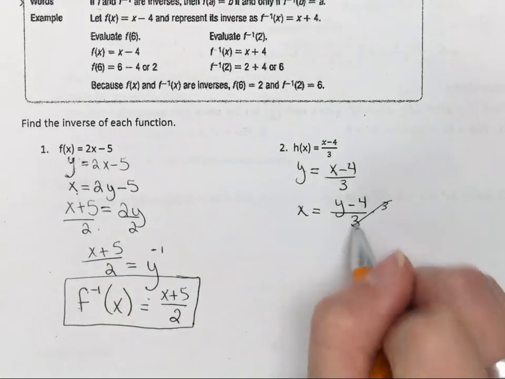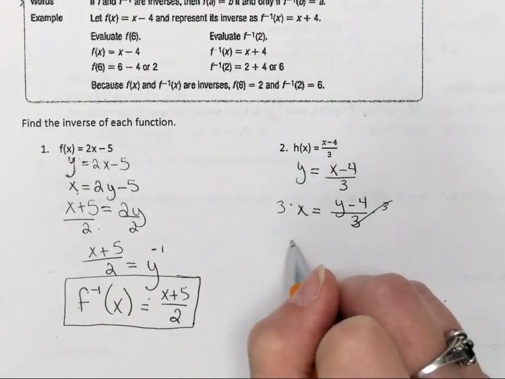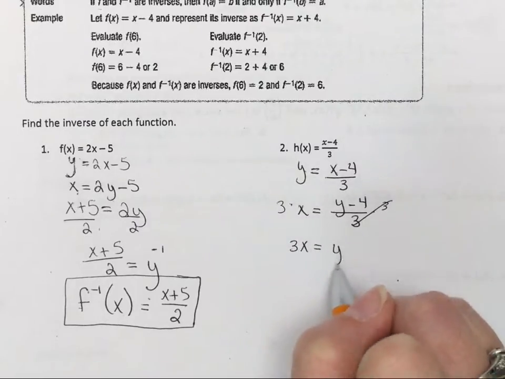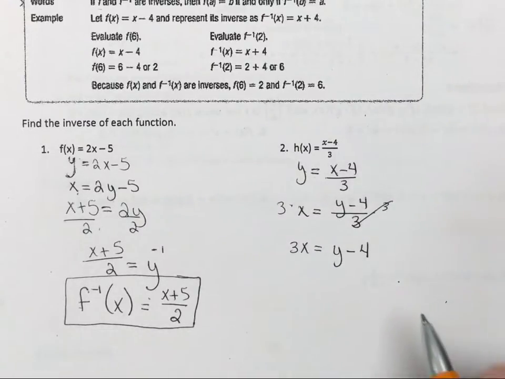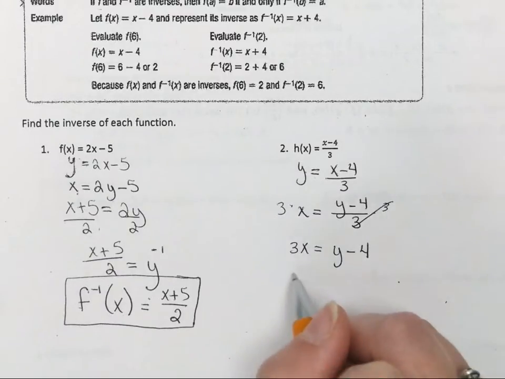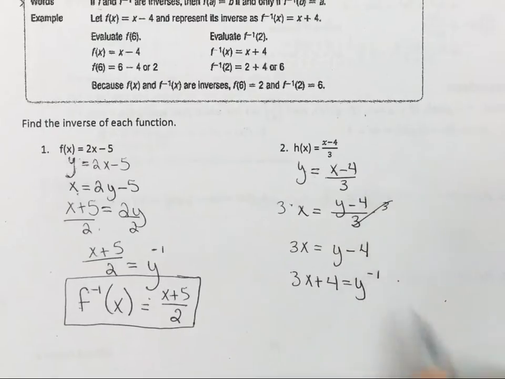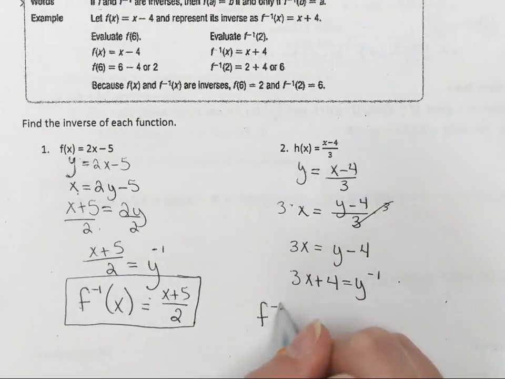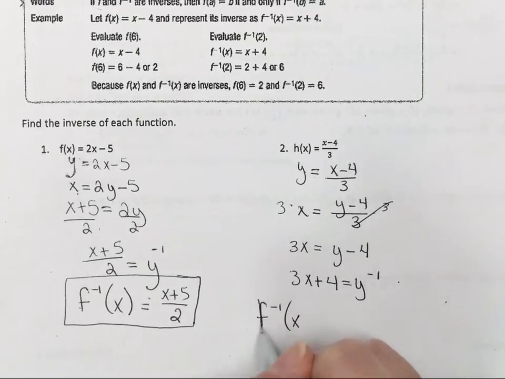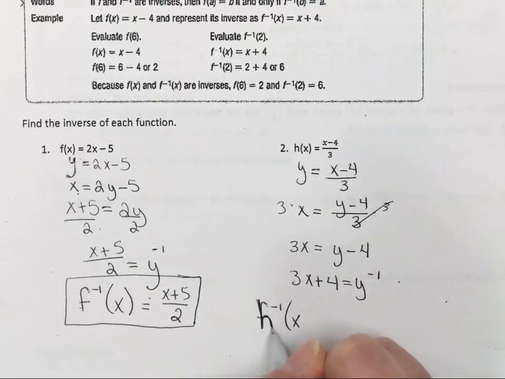Multiply by 3 on both sides. And 3 times x is just 3x. And now what would I do? Add the 4. And I'm not going to say y. I'm going to say that's the inverse. And if you want to be super duper correct, oh, not f, excuse me, that's h. It's h of x.